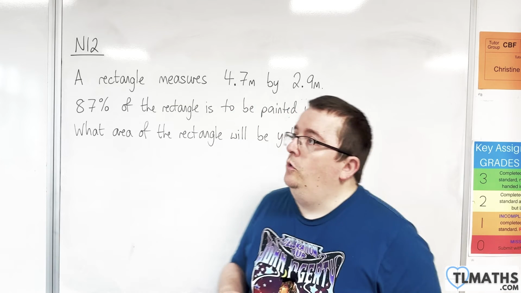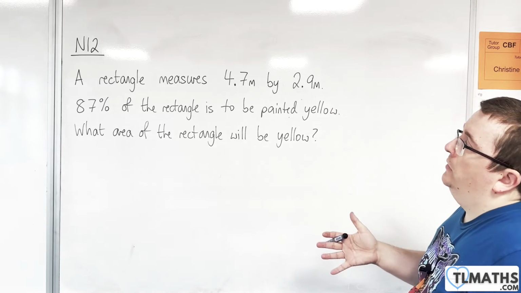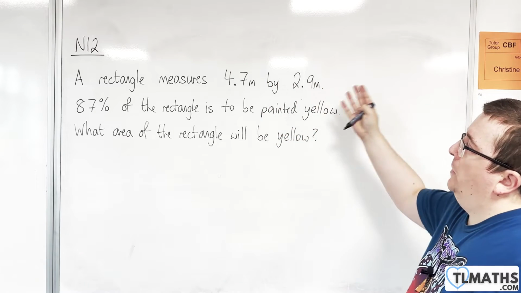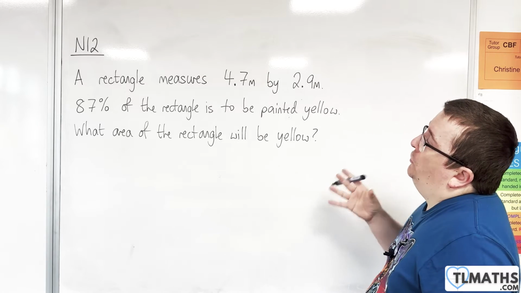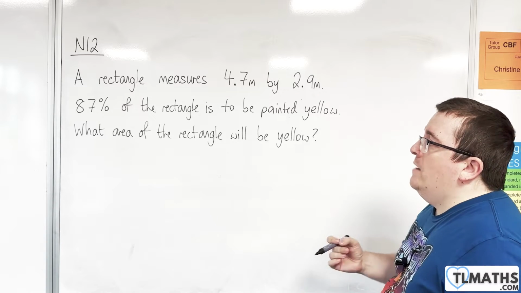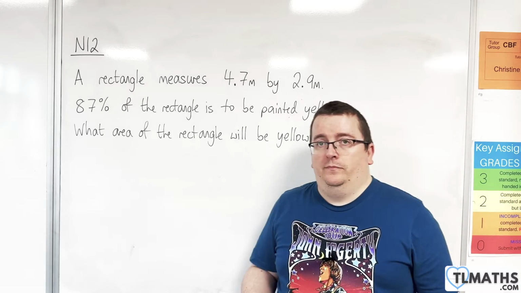So in this video, we've got a rectangle that measures 4.7 metres by 2.9 metres. 87% of the rectangle is to be painted yellow. What area of the rectangle will be yellow?